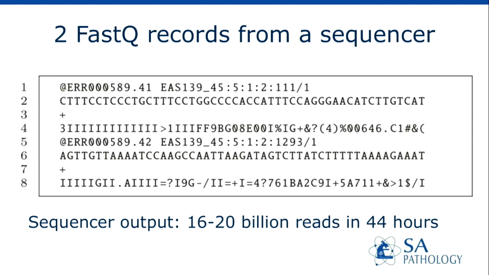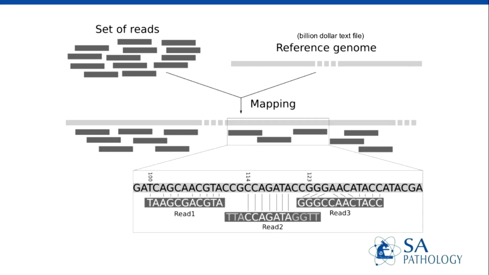The new one we have is 16 to 20 billion reads in 44 hours. And these are usually like 250 bases long. The other things are like quality score and how confident the base calling is. So what do we do? How do we, 200 bases, what does that mean?